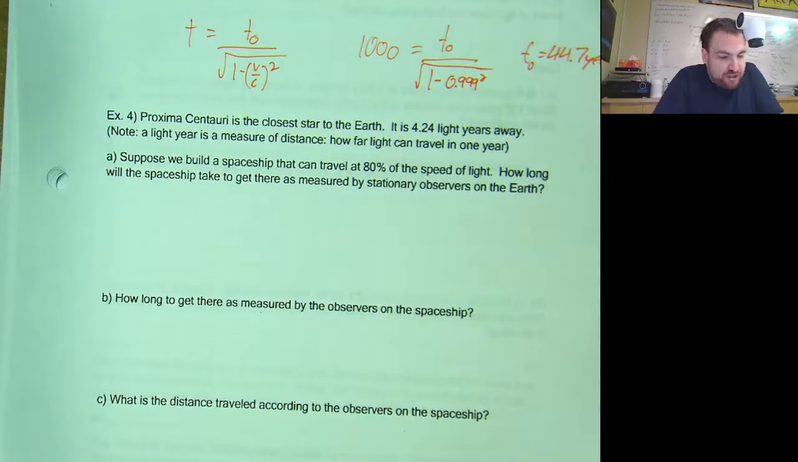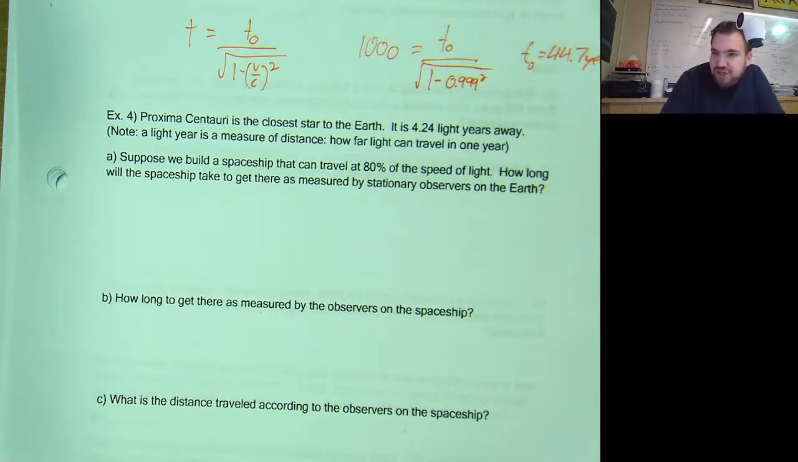Okay, another application. Here we go. Proxima Centauri is the closest star to Earth, also called Alpha Centauri. Sorry, the closest star to our solar system. It is 4.24 light years away. A light year is the measure of distance that light travels in 1 year, if you didn't know that.